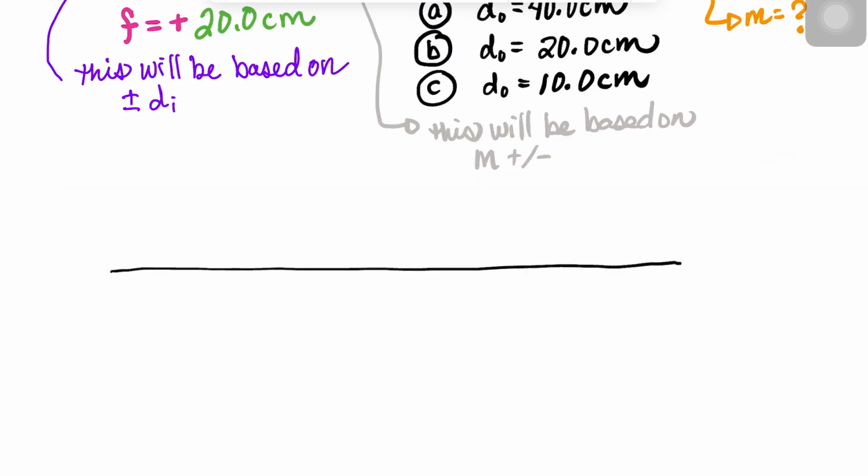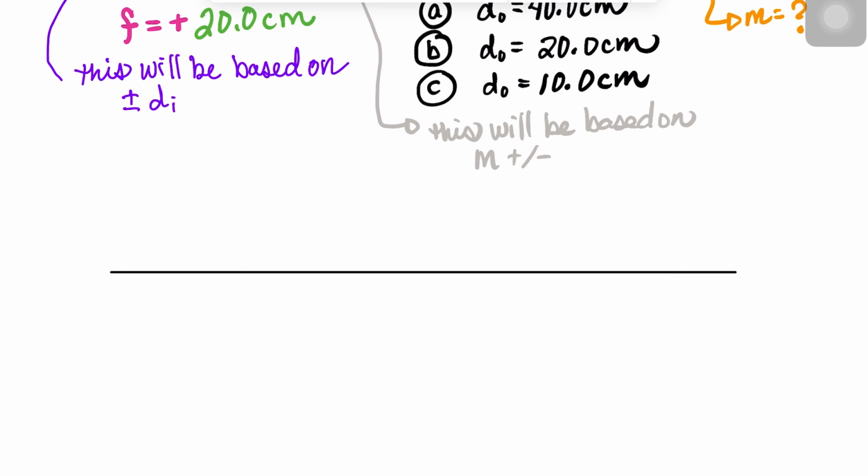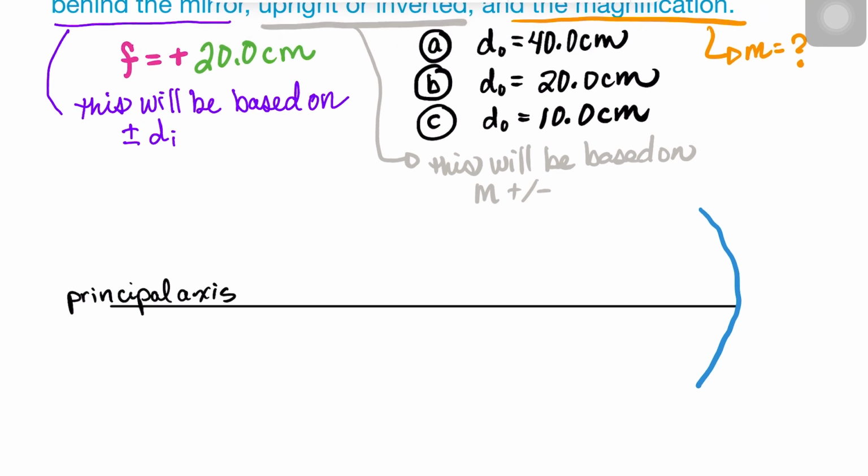I'm going to start by sketching my problem here. So I'm drawing the principal axis in and the mirror, and then I am going to label the center of curvature and the focal point. The focal point is at the focal length, which is 20 centimeters away from the mirror. And because the center of curvature is located a distance of R away from the mirror, it will be 2 times 20 centimeters or 40 centimeters.